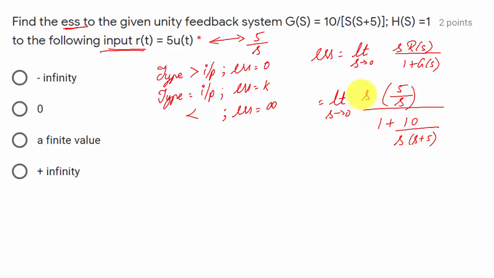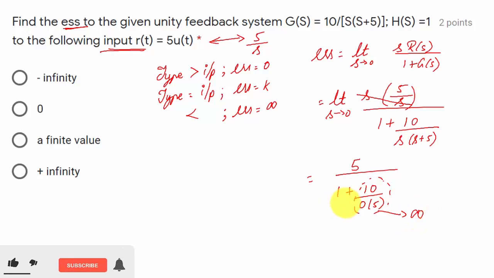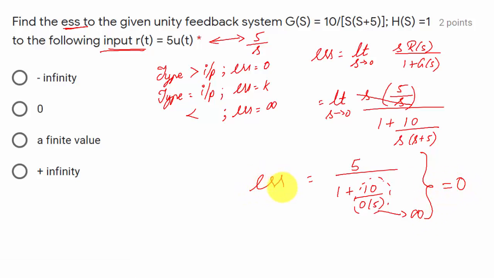Now substitute the value of s to be 0. So what you will get is 5 divided by 1 plus 10 divided by 0 into 5. This value will be infinite. 1 plus infinite is infinite, so this value will equal 0. So I will get steady state error equal to 0. So the corresponding option is option B.